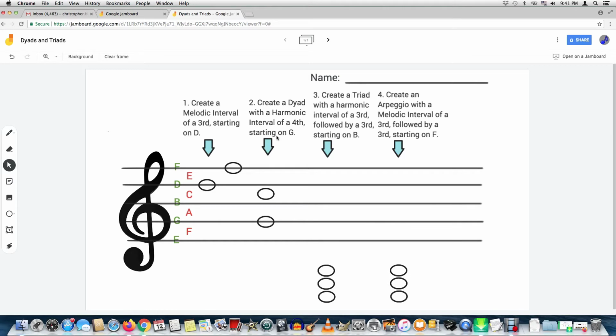All right. Now, moving right along to number 3. We are going to create a triad with a harmonic interval of a third, followed by a third, starting on B. So this is a little more complicated now. We're going to be dealing with more than 1 harmonic interval in this example. We're going to be dealing with 2 harmonic intervals.